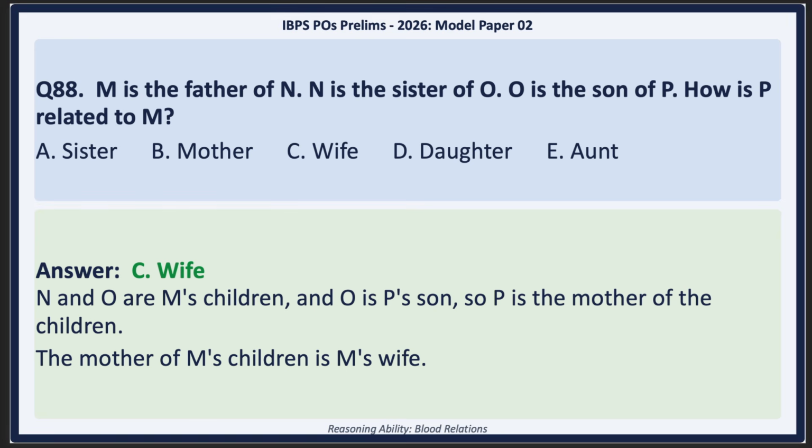So just map the tree. M is the father of N and O, who are siblings. Right. The prompt then says O is the son of P. Well, if M is their father and P is their parent, P must be their mother. Therefore, P is the wife of M. Easy.